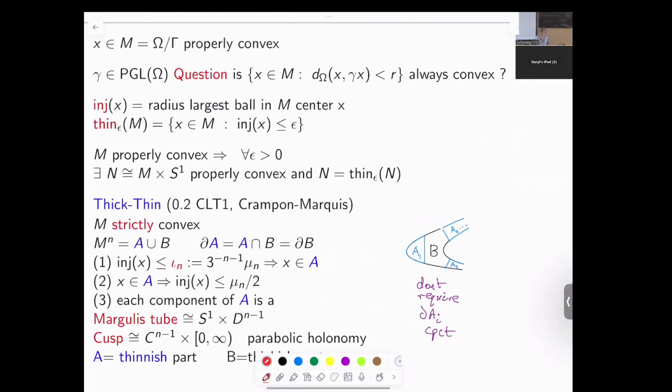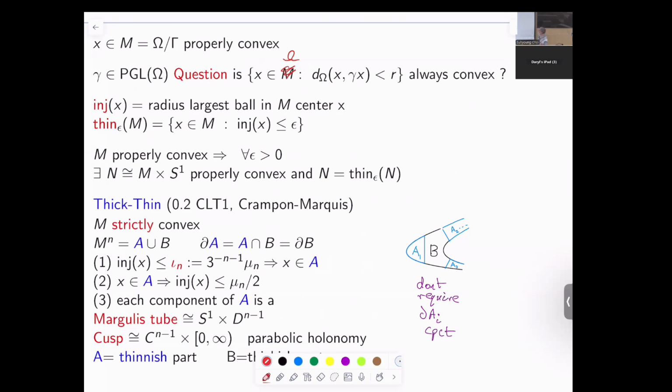Okay, so next, the thick decomposition. So here's a question I don't know the answer to. Maybe somebody does. You've got a properly convex domain, omega. You've got a projective transformation that preserves omega. Think about the set of points in omega that moved a distance less than r by this group element. And the question is, is that always a convex set? Is it even connected? I don't know. Anyway, that's kind of relevant to what comes later.